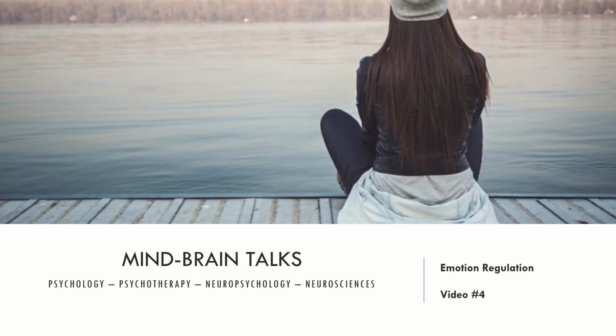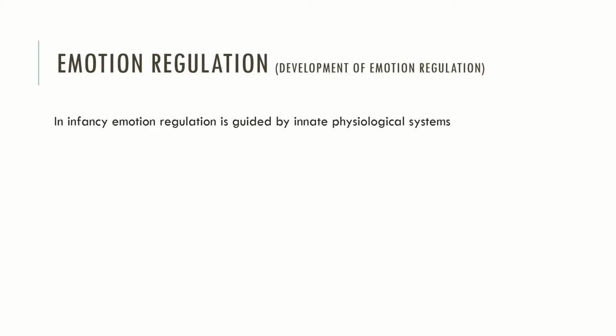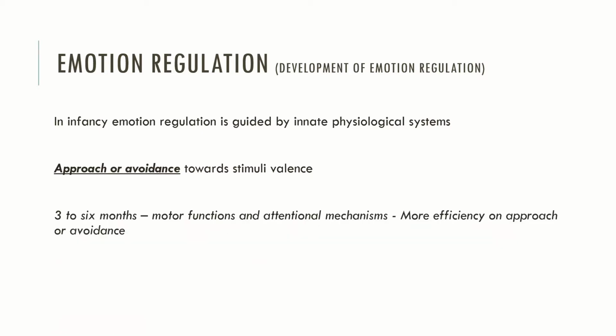Emotion regulation may also be seen as a developmental process. Emotion regulation efforts during infancy are believed to be guided primarily by innate physiological response systems. These systems usually manifest as an approach or avoidance of pleasant or unpleasant stimuli. Between 3 and 6 months, basic motor functioning and attentional mechanisms begin to play a role in emotion regulation, allowing infants to more effectively approach or avoid emotionally relevant stimuli. Infants may also engage in self-distraction and help-seeking behaviors for regulatory purposes.